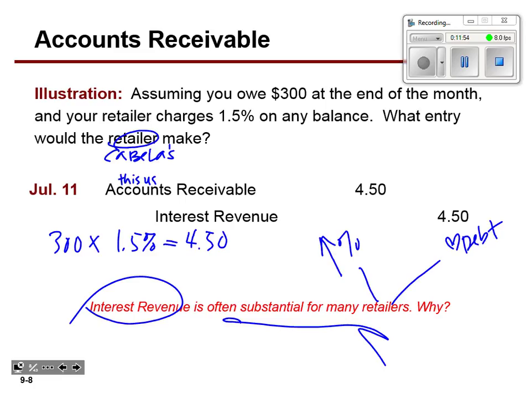Not everybody, but a lot of people do. And they don't pay their bill. Don't pay in full. So not only are these retailers charging super high percentages, but we as Americans are running around with credit card balances. So that's why interest revenue is a big money maker for people like a Cabela's. Welcome to the United States of America.